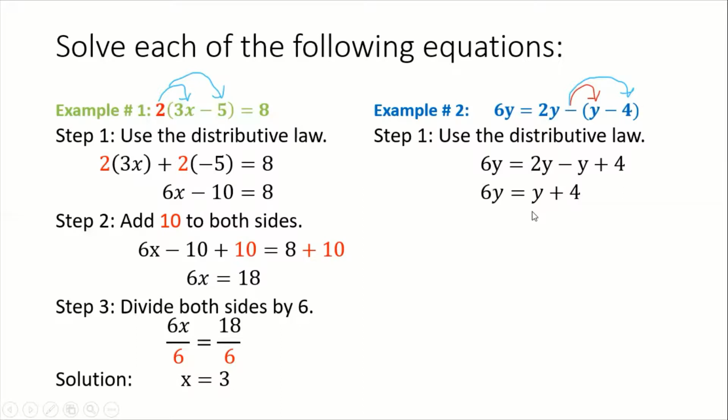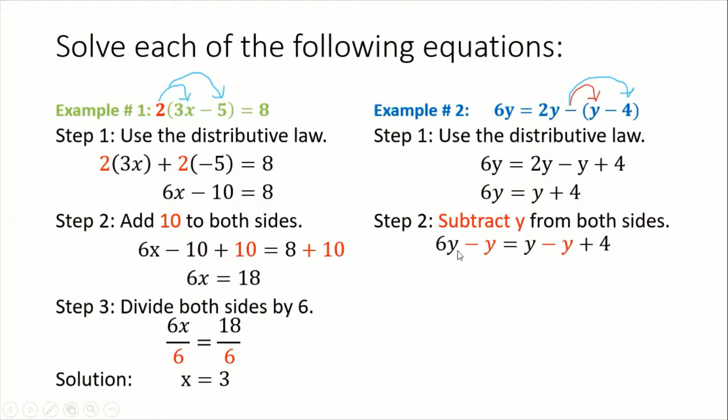At this stage, what are we going to do? We're going to group the y term on the left-hand side, which means that this positive y is our focus. How can we transfer this positive y over to where 6y is? We can do that by doing the opposite, which is to subtract y from both sides. How would you represent this? You would represent this as 6y minus y equal y minus y plus 4.